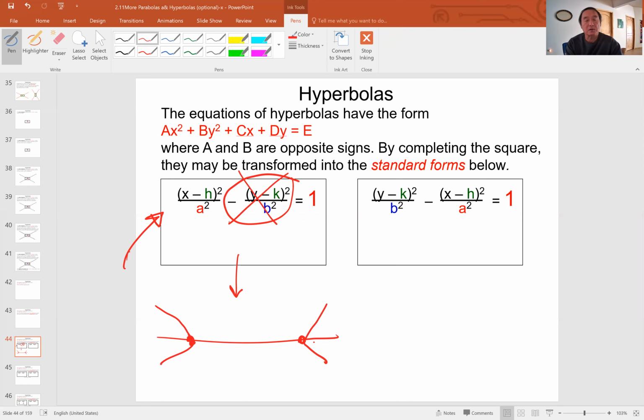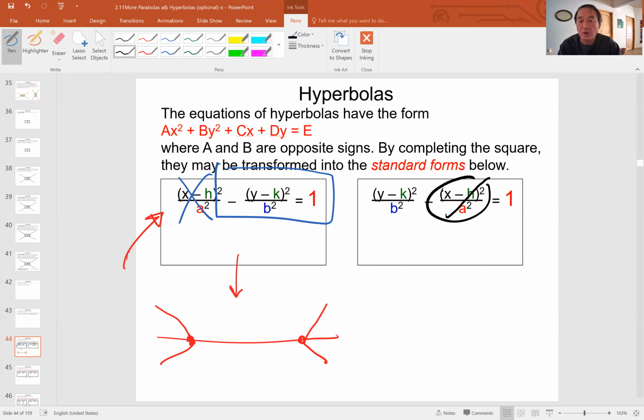In other words, the hyperbola is going to be formed sideways. But in this one, if you attempt to solve for y, say, how about if I cross this out? Well, that's an impossible equation to solve. Therefore, there's no y-intercept. Similar reasoning for this one: it has a y-intercept, hence the hyperbola must go up and down.